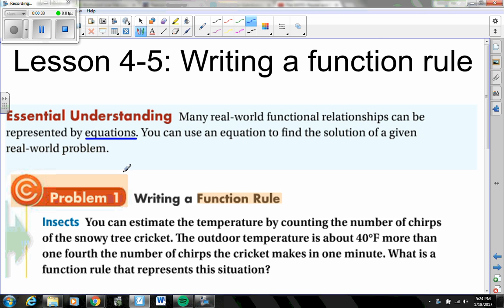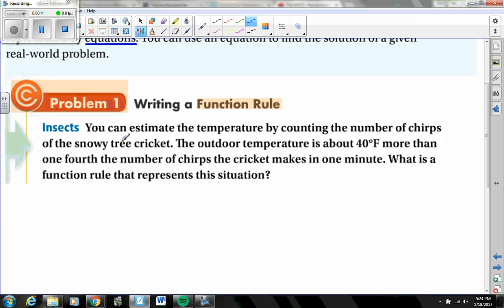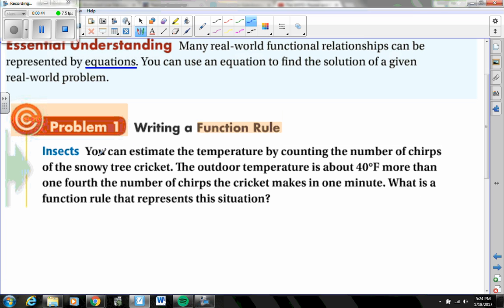So here's our first situation. It says you can estimate the temperature by counting the number of chirps the snowy tree cricket makes. The outdoor temperature is about 40 degrees more than 1/4 of the number of chirps the cricket makes in a minute. What is the function rule that represents this situation?